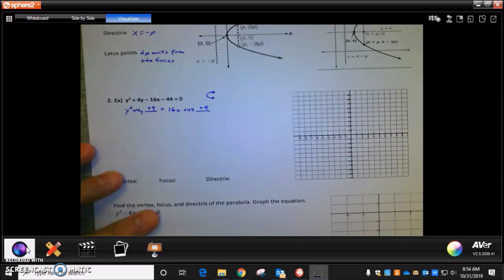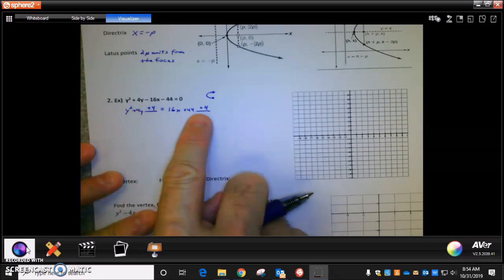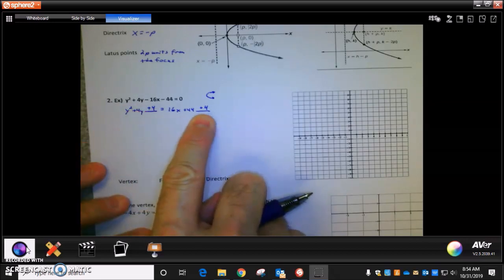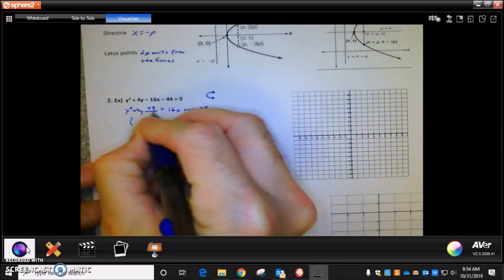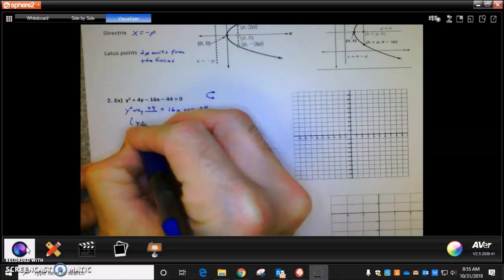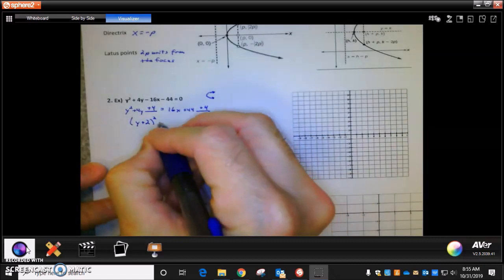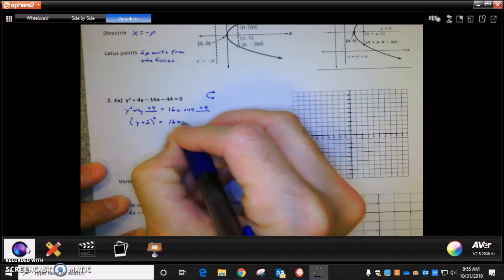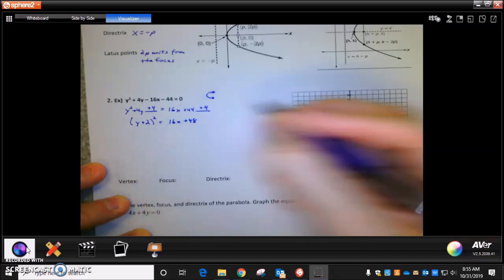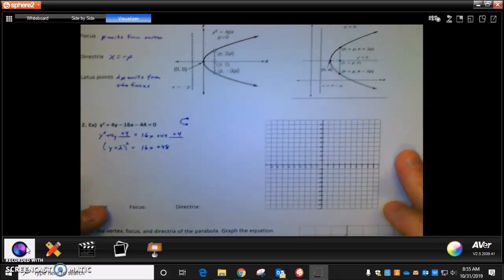Okay, so I've balanced out my equation. I came up with the number that I wanted that'll make this a perfect square, but then I balanced it out over here. Okay, so let's simplify and see what we've got. This now factors into (y plus 2) squared. This simplifies into 16x plus 48. We are almost where we want.